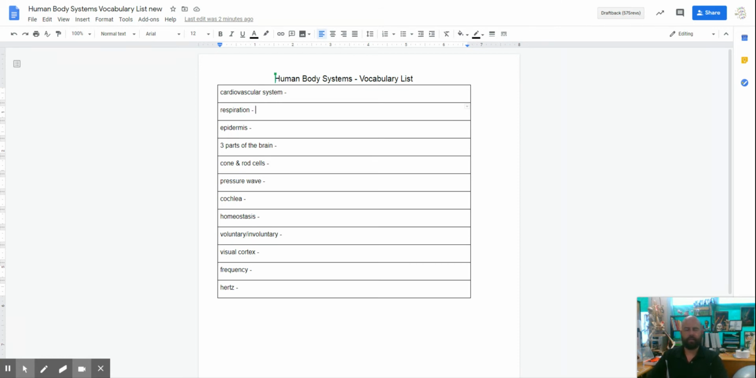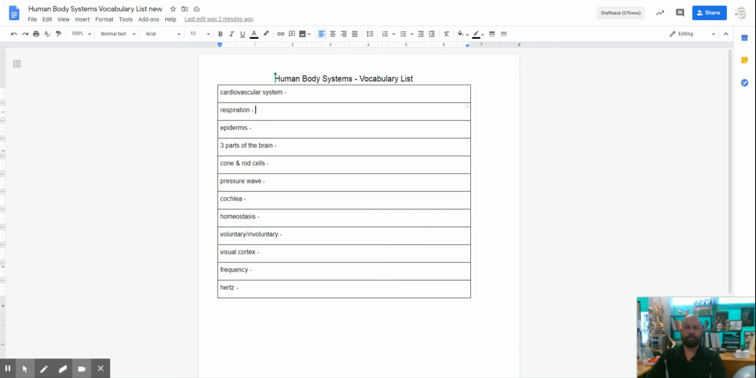The brain has three parts. You have the cerebrum, you have the cerebellum, and you have the medulla. Check my notes. More of this is on page 393 in the textbook if you need to see it.